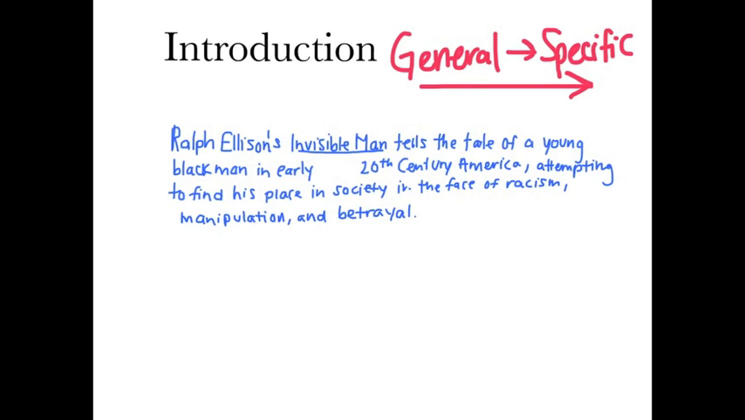Here, the beginning of my introduction might read, Ralph Ellison's Invisible Man tells the tale of a young black man in early 20th century America attempting to find his place in society in the face of racism, manipulation, and betrayal. Here is a general overview of the book Invisible Man, giving a little bit of context for the reader.